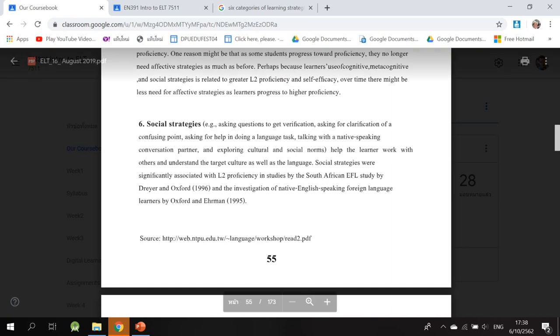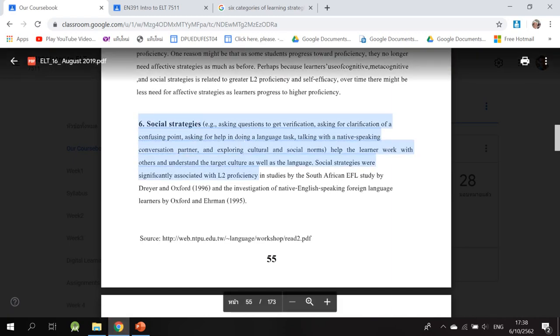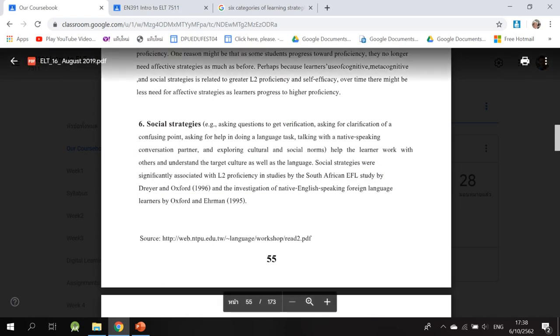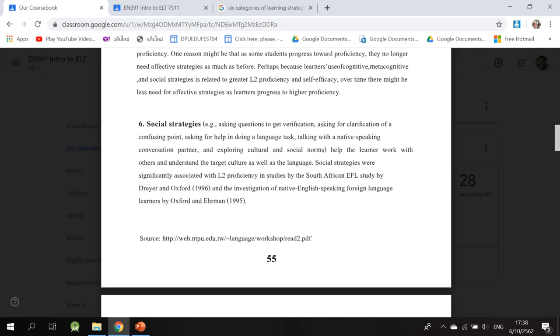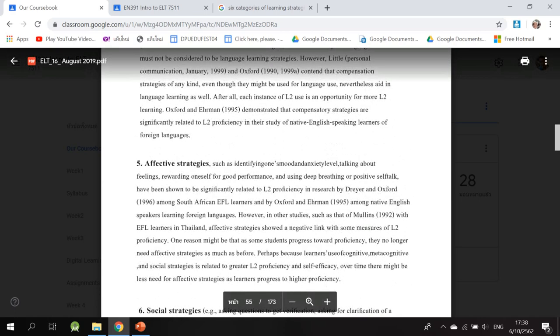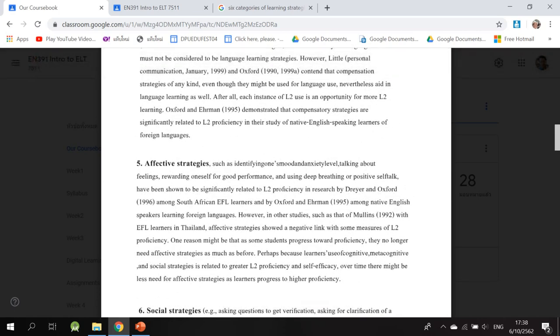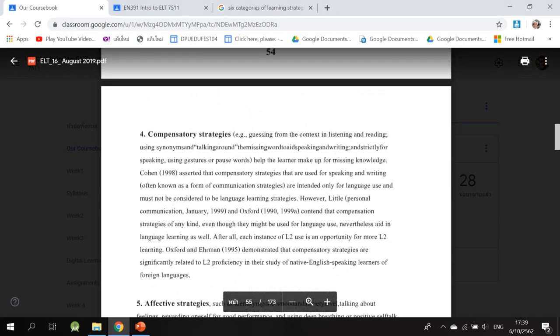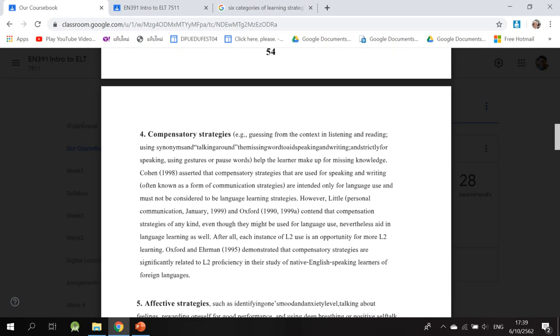So I would say this is the source of my talk. This is from the website. I would say that I use a lot of the social strategy, like asking questions, talking with native speakers, asking for help. I use a lot. I mean, of the affective strategy, giving myself some reward, I rarely use this.